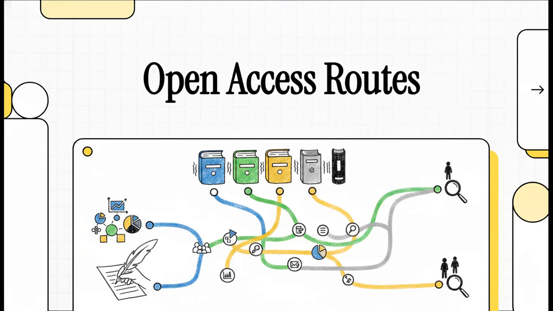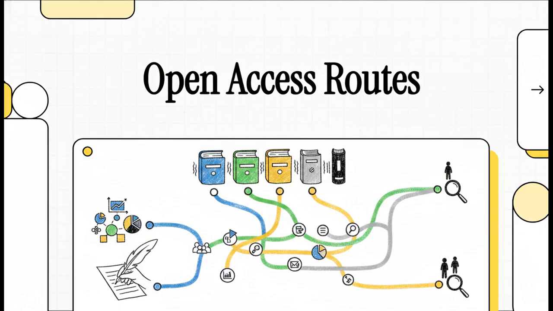Welcome to the explainer. You've done the really hard part. You've gathered all the data, run your analysis, written the paper, but now you've got this massive decision that dictates exactly who gets to read your work and, honestly, how soon. Today, we're navigating the open access color palette.